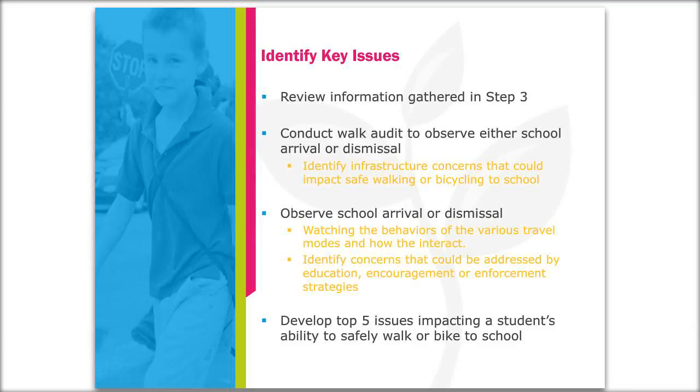After you've done the walking audit and observed the school arrival or dismissal, as a team, you're going to develop the top 5 issues impacting a student's ability to safely walk or bike to school within your community. These top 5 issues should be a combination of infrastructure, the engineering component of Safe Routes, and non-infrastructure, the other 4 E's, such as education, encouragement, enforcement, or evaluation. And then equity is included within all of that.